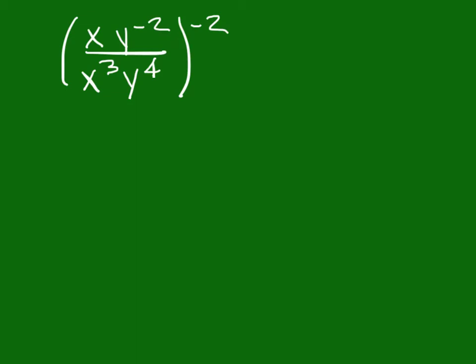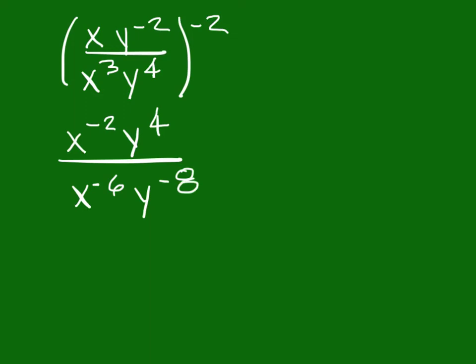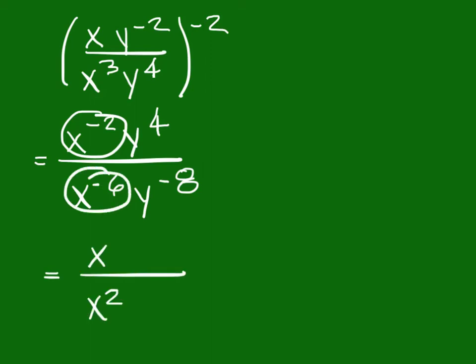We'll start off by multiplying to come up with x to the negative 2, y to the 4th over x to the negative 6th, y to the negative 8th. And then flip where necessary. On the top, you have this, which must go to the bottom, and then on the bottom, this must go to the top. The y to the 4th on top stays there because it's positive, but this y to the negative 8th must go with it and become positive.